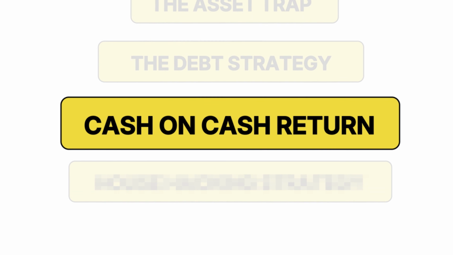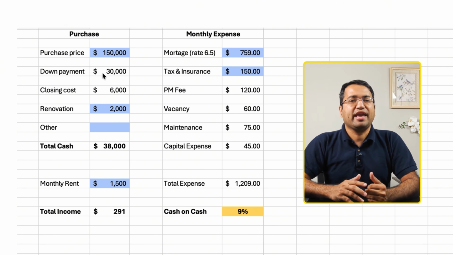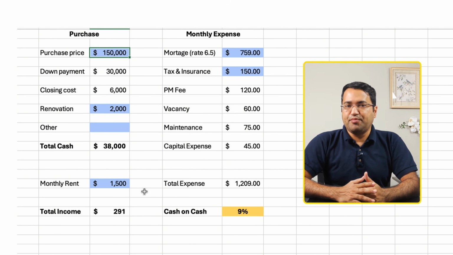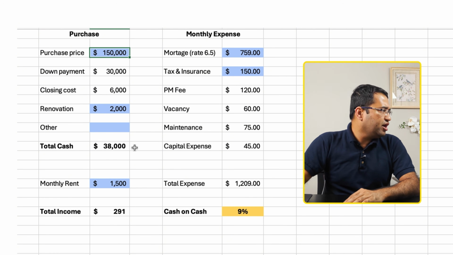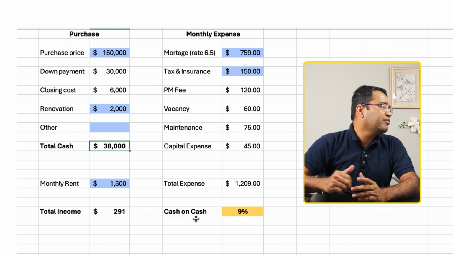Cash on cash return. Cash flow tells you how much money a deal puts in your pocket every month, but it doesn't tell you whether that deal is a good use of your money. For that, you need one more number. Let me show you using my cash on cash spreadsheet. If I want to buy a $150,000 property, in my spreadsheet I put down the purchase price $150,000. I need some other expenses as well, like down payment, closing cost, renovation. Total cost is $38,000 if I want to buy this property.